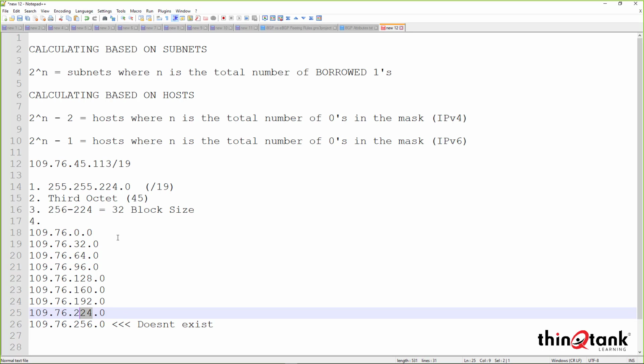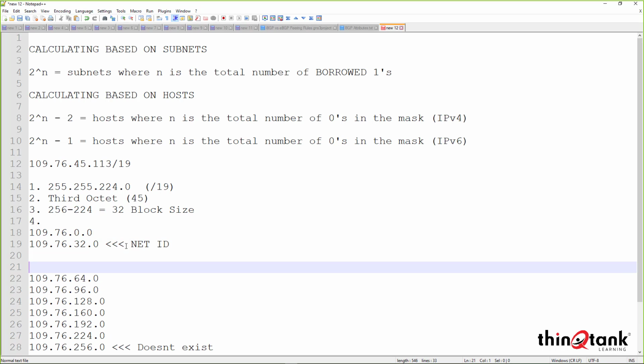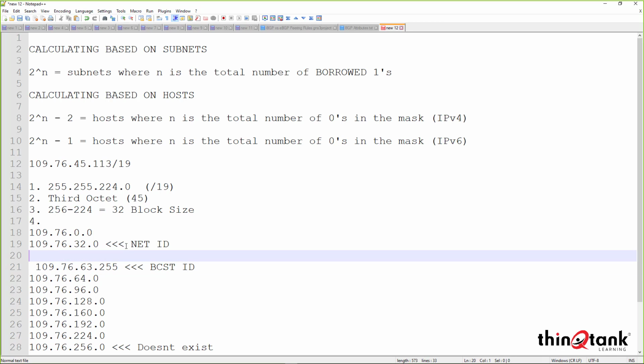So what network does this client belong to? This network, right. And what is the broadcast for that network? 109.76.63.255. That is the last address before the next network. And then what is the host range? 32.1 through 63.254.